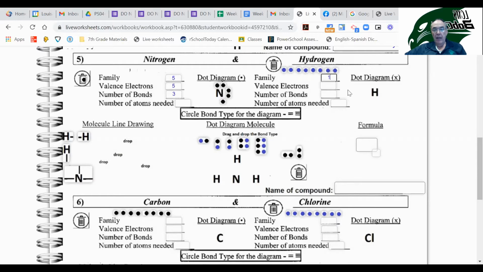And we look on a periodic table, and we should know by now hydrogen's in family 1. It has 1 valence electron and an oxidation number of 1. So we're going to put the 1 dot in hydrogen's dot diagram, and we're going to get rid of these extra electrons that we don't need.